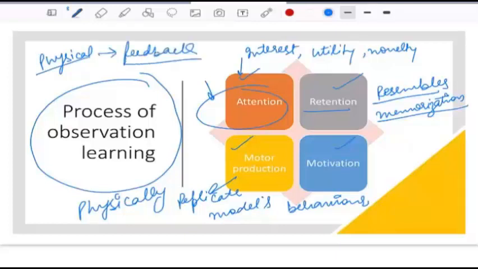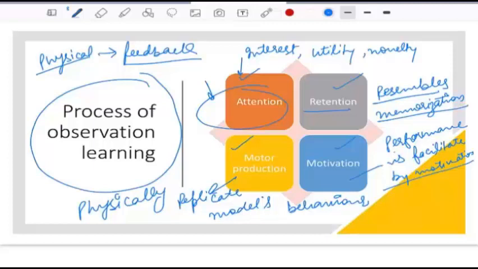This performance is facilitated by motivation to enact that behavior. When you don't have motivation, how can you replicate that behavior? Attention and retention can lead to acquisition of learning, but performance can be facilitated by motivation only. So to conclude, modeling is facilitated by observing appropriate behavior, with proper coding and representation in memory, and acting to perform.